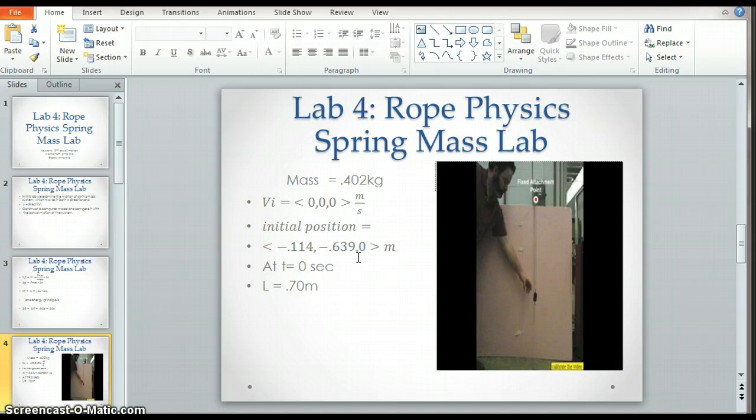For this lab, we performed an experiment where the mass of the object is 0.042 kg. The initial position is 0 and the initial velocity is 0, at time equal to 0 seconds, and the relaxed length L is 0.702 meter.